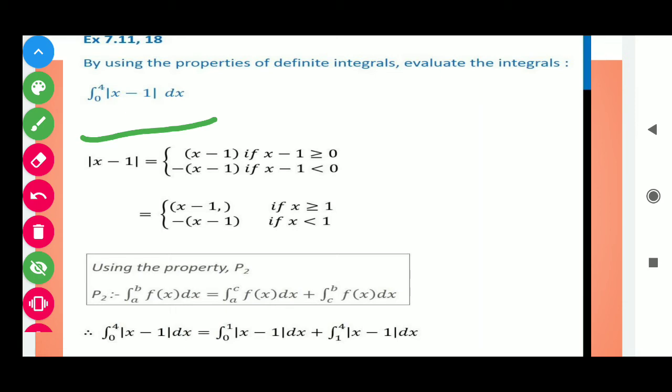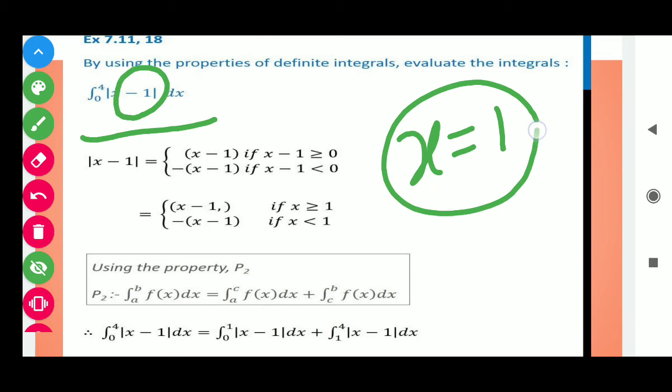Students, in this question, if the integrand comes in modulus, then in that case we use the splitting of limits. Okay, so students, if we put x minus 1 equal to 0, then we get x is equal to 1, and this value lies within the limits 0 to 4.